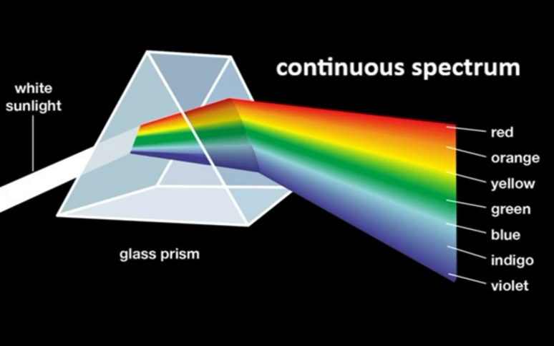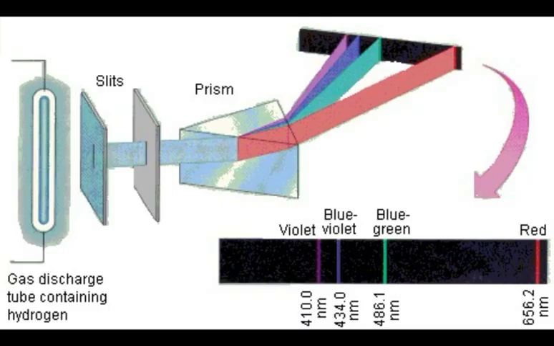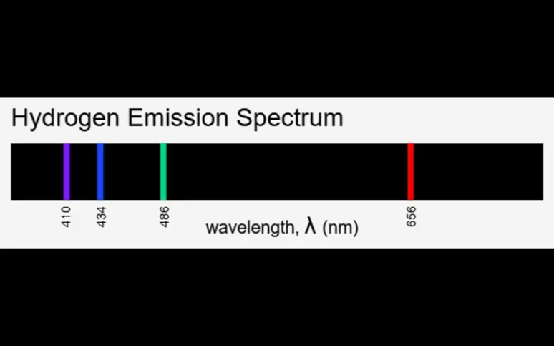However, not every source of light produces a continuous spectrum. If instead of sunlight we observe light emitted by a heated gas such as hydrogen, the result looks completely different. Rather than seeing a smooth rainbow of colors, we observe only a few bright colored lines separated by dark regions. This is known as an emission spectrum.